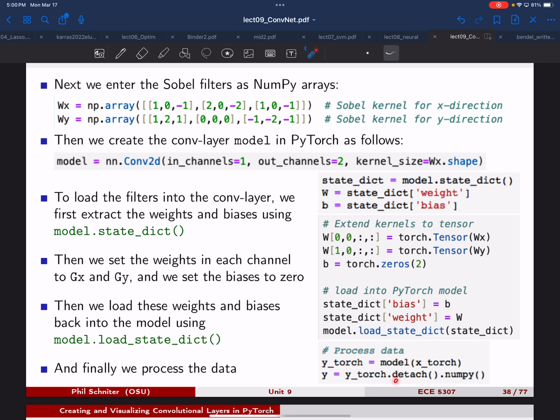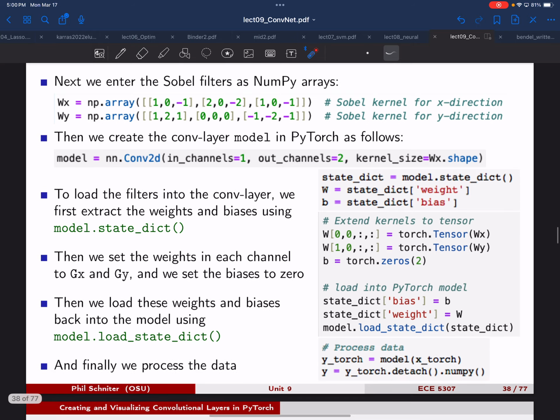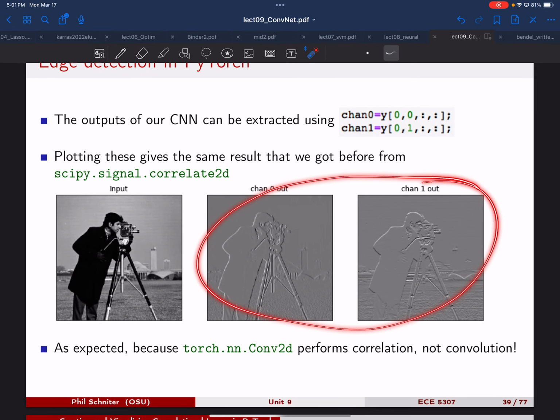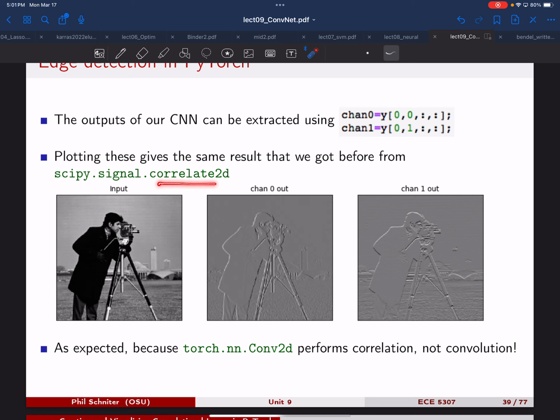If we want to plot it in matplotlib, we need to bring it back to NumPy. But you can see we get exactly the images that we had before when we did everything using scikit-image. And it's actually the same as the correlate. Remember, not the convolution, but the correlation from SciPy signal.